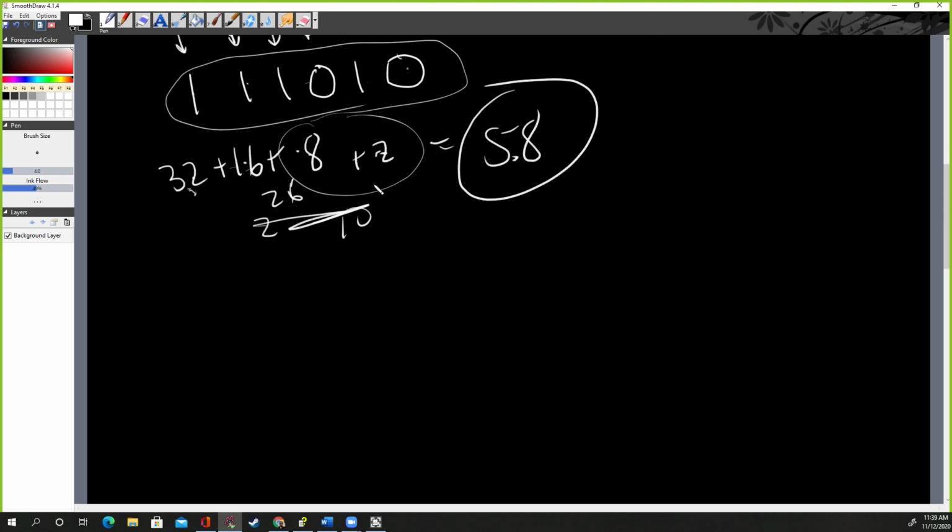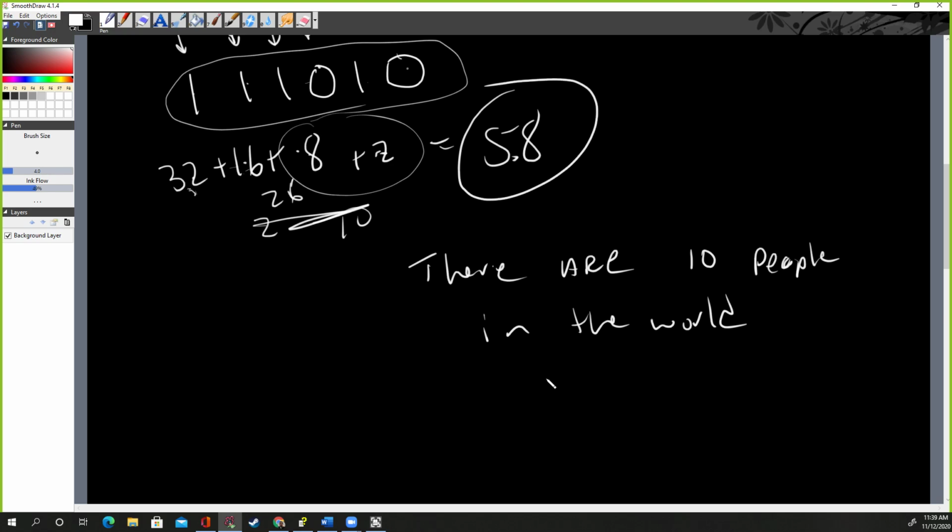Now, interesting. I saw a shirt one time, and it was obviously for nerds, and it said, "There are 10 kinds of people in the world," and it said, "those that understand binary and those that don't." I don't want to write it all out. It said, "There are this many people in the world, those that understand binary and those that don't."